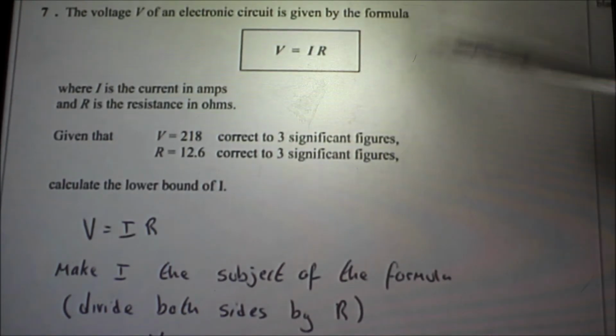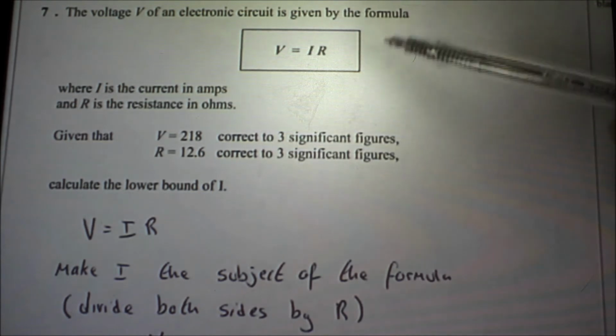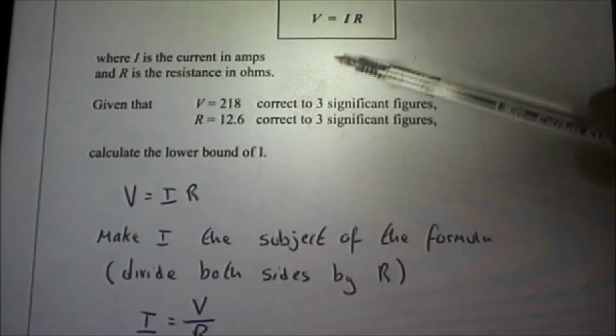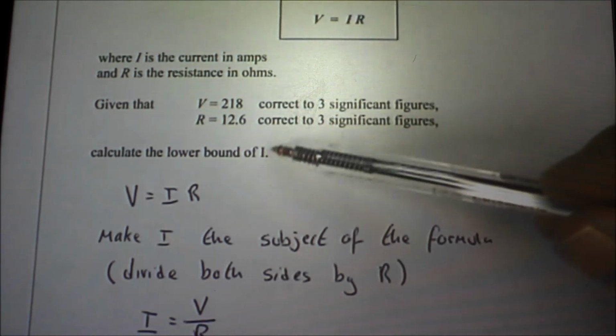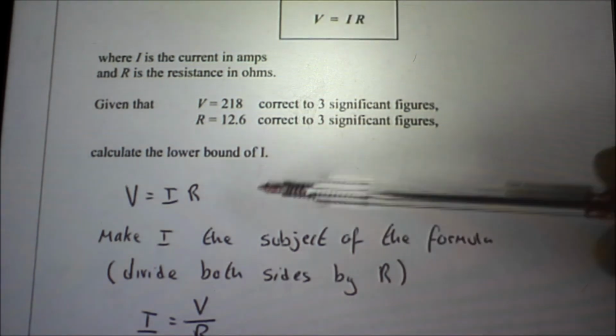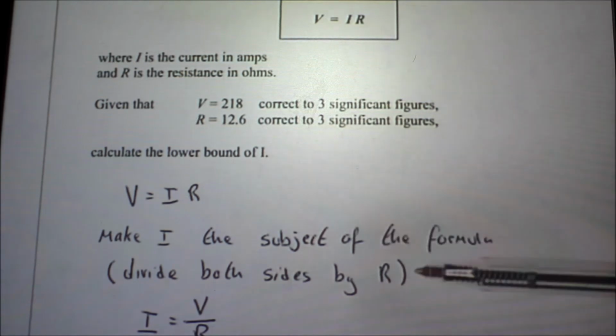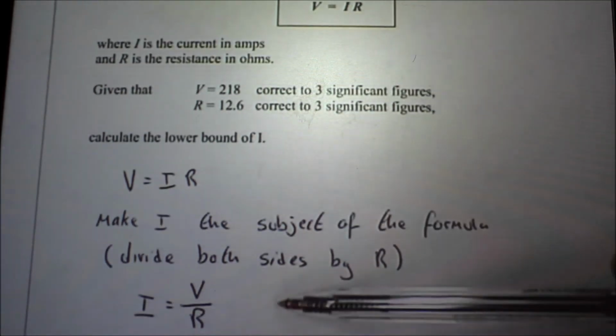Question 7. Voltage of an electric circuit is given by the formula V equals IR. I is the current, R is the resistance. Calculate the lowest bound of I. To do that, first of all, you've got to make I the subject of the formula. So I've said that here. So I equals V over R.